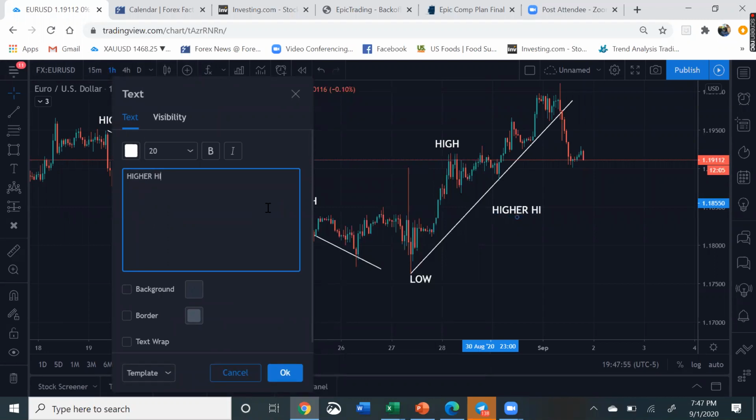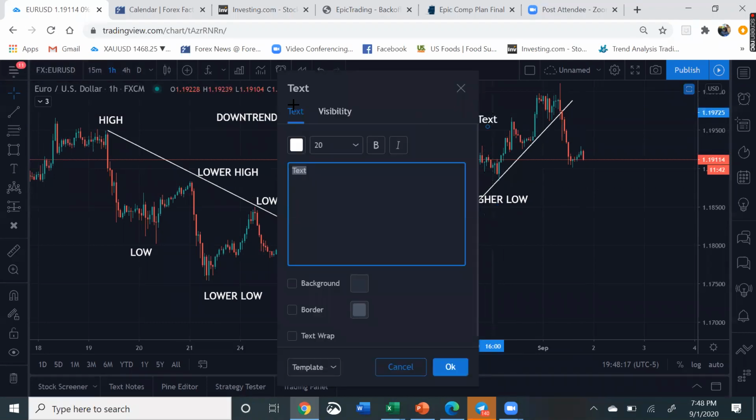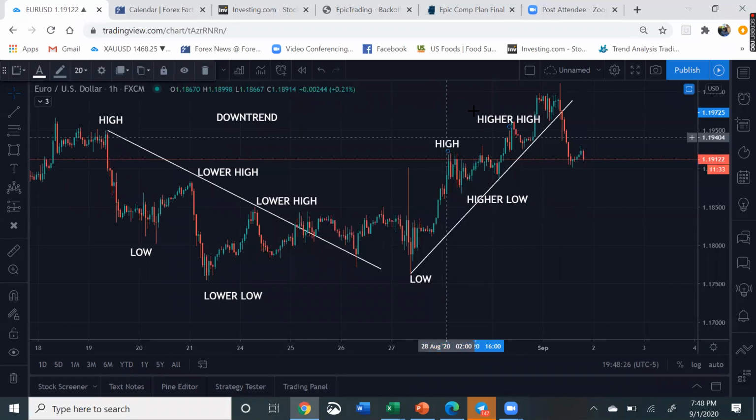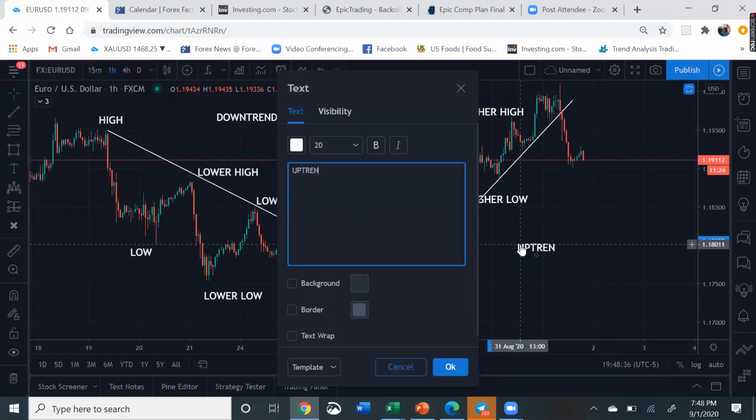A higher high. I'm sorry, higher low, right? Because there's a low point. So this right here would be a higher low. And as the market continues to go up, this could be a higher high. This could be another higher low, but just spread it out a little bit, right? Just to have a cleaner chart. This will be a higher high, just like that. Okay. And then just label it uptrend. Just like that.